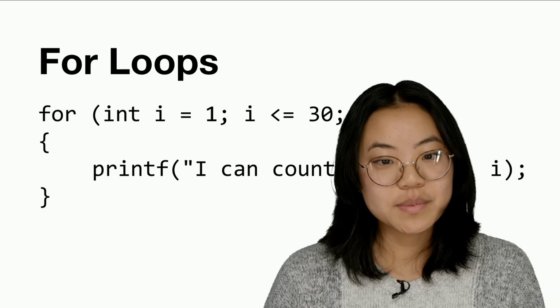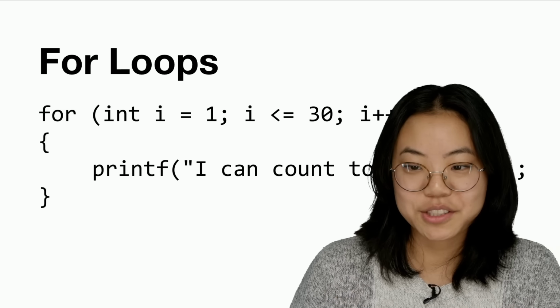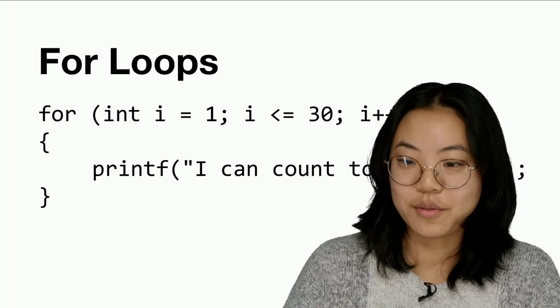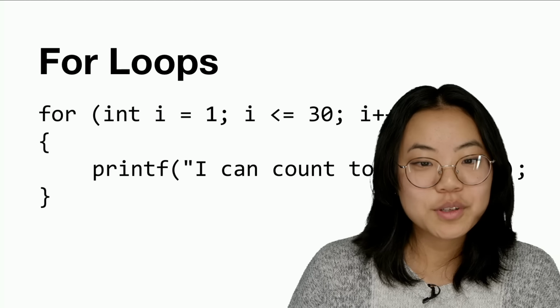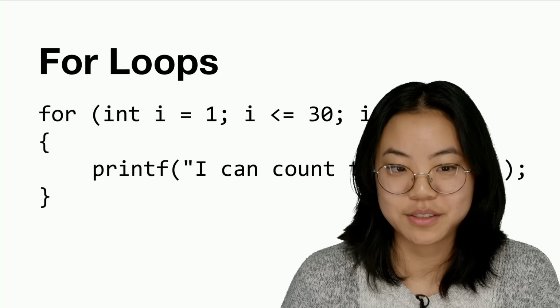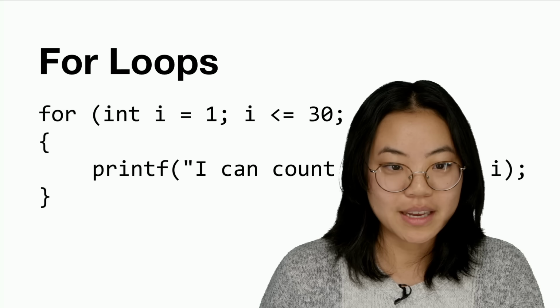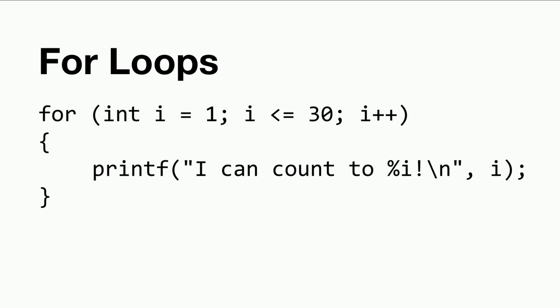We also have for loops. This is if you want to do some sort of action a repeated number of times. And for loops especially are helpful if you know exactly how many times you're going to be doing that thing. So in this little example here, we have a for loop that prints out, I can count to 1, I can count to 2, I can count to 3, all the way on until I can count to 30.